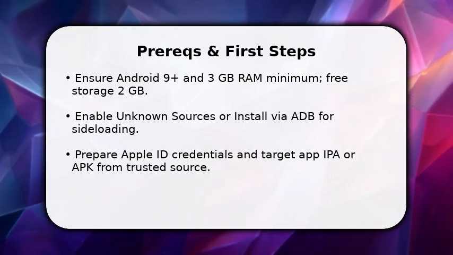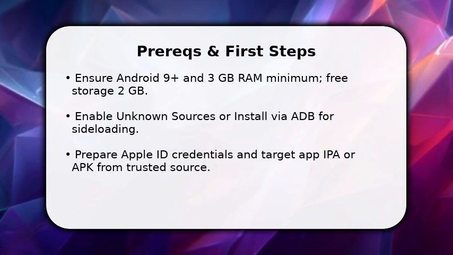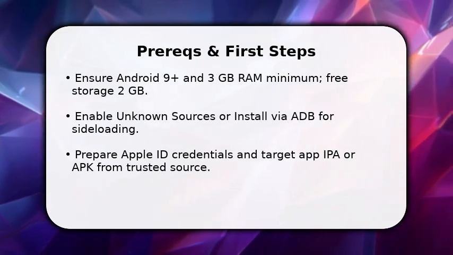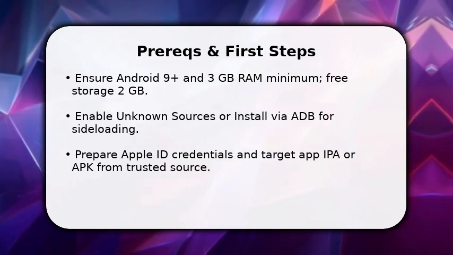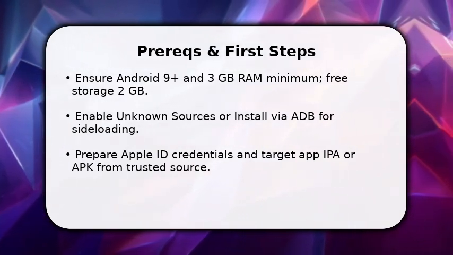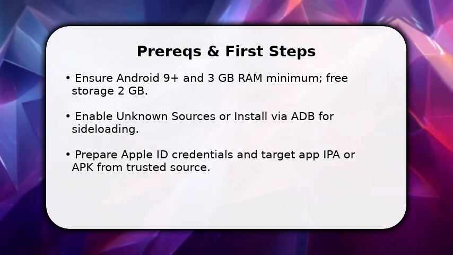You start by confirming your device meets requirements: Android 9 or newer, at least 3 GB RAM and 2 GB free. Once done, enable sideloading in settings or plan to use ADB. This lets you install packages outside Play Store.